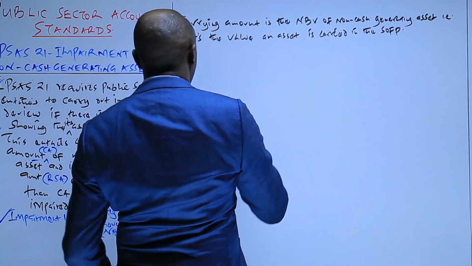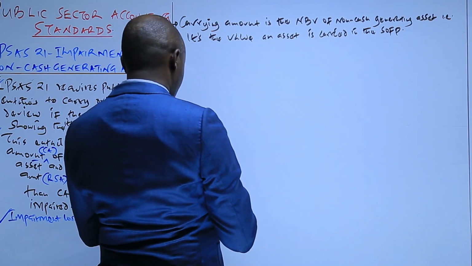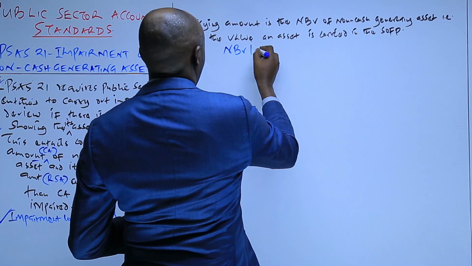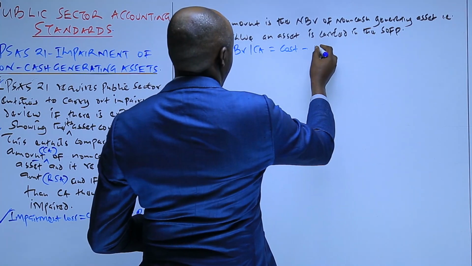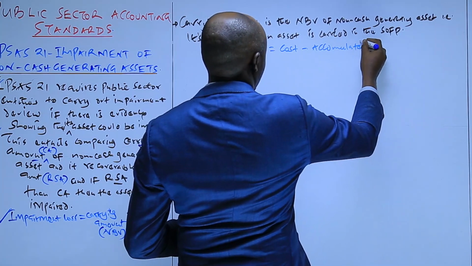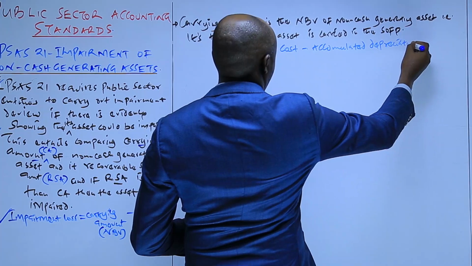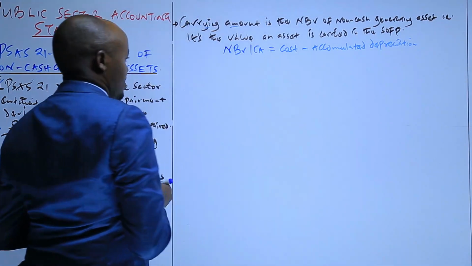So how do we compute this carrying amount, or this particular net book value? Let's have the formula for that here. Net book value, or the carrying amount, is equal to the cost minus accumulated depreciation. So that is how we determine the carrying amount.